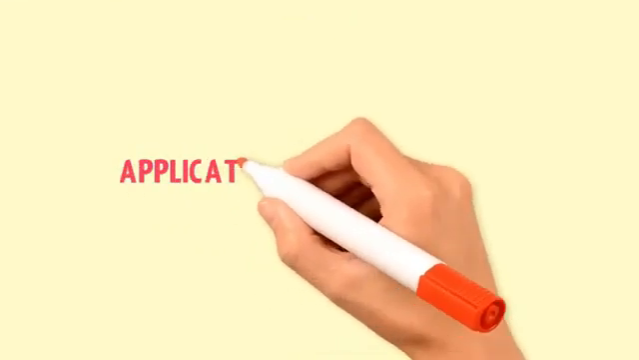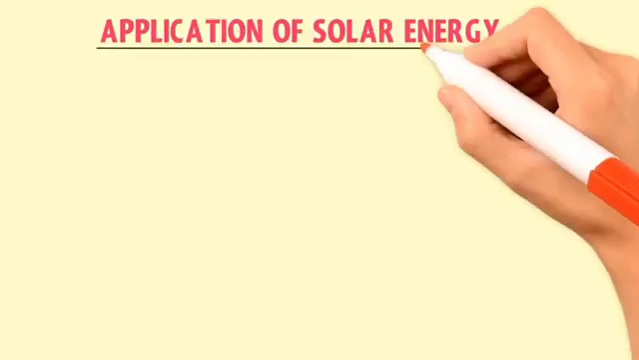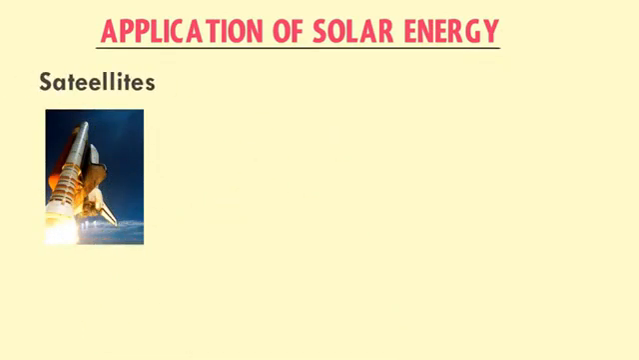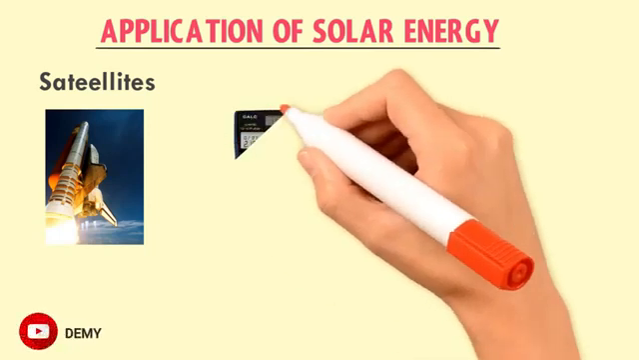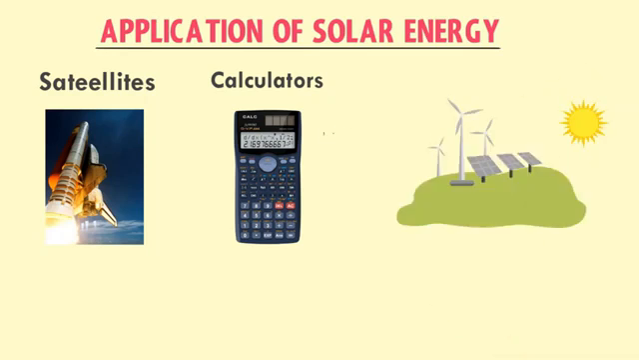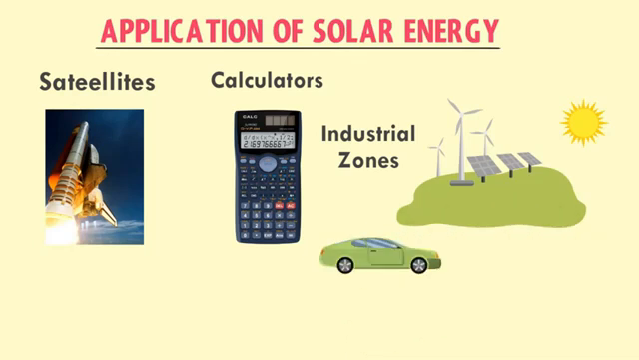At last, let me teach you some applications of solar energy. Solar cells are used to power satellites having large solar panels which are kept facing the sun. Solar watches and solar calculators are also in use nowadays. Solar energy is used in industrial zones for power generation. Solar energy provides electrical energy to tube wells. Nowadays, different developed countries have introduced cars that are completely running on solar energy.